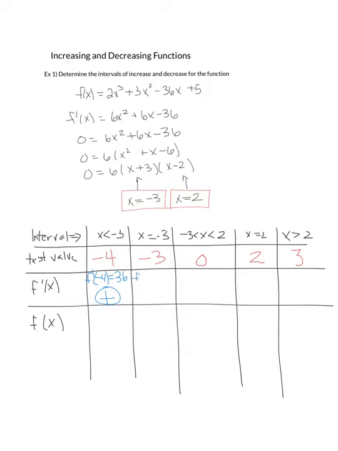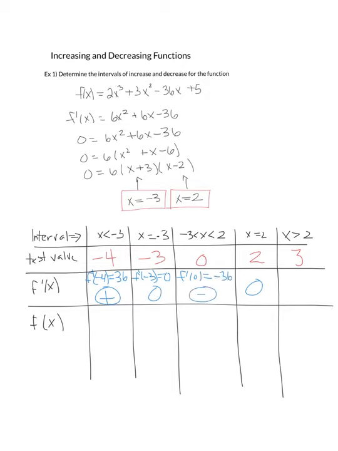If I do f prime of negative 3, I'm going to get 0. I know that. It was a critical point, so that's a big 0. The exact same thing will happen here for an x of 2. Now, if I do f prime of 0, which was my test value, I'm going to get negative 36.